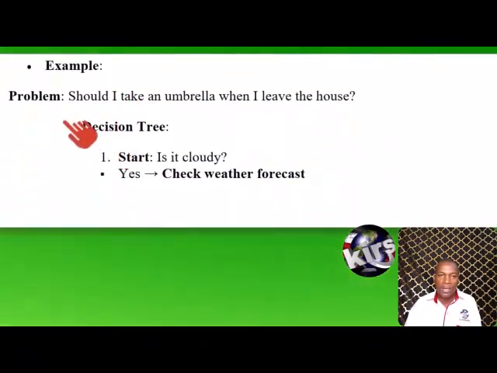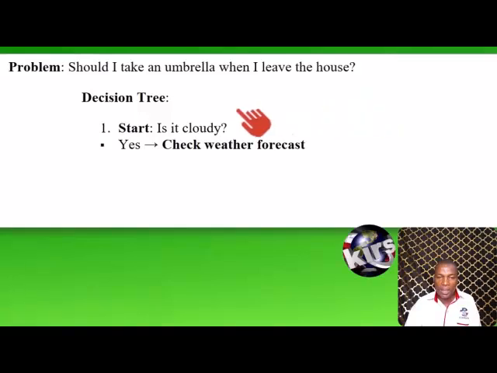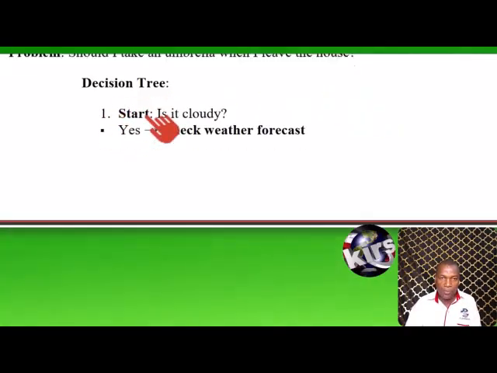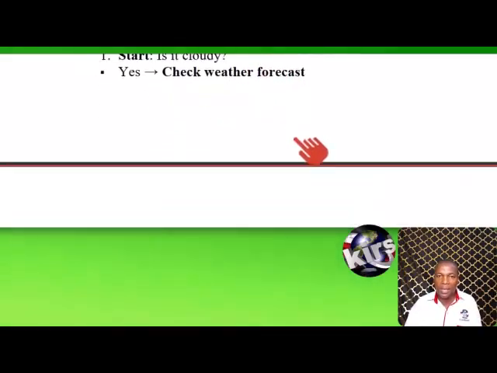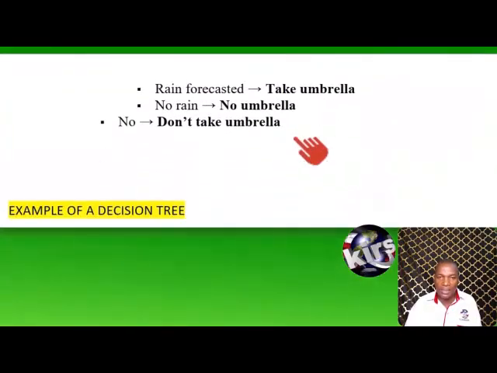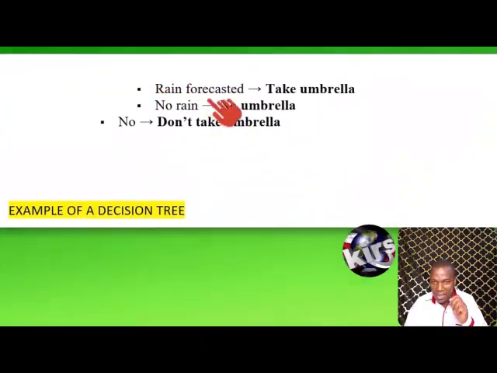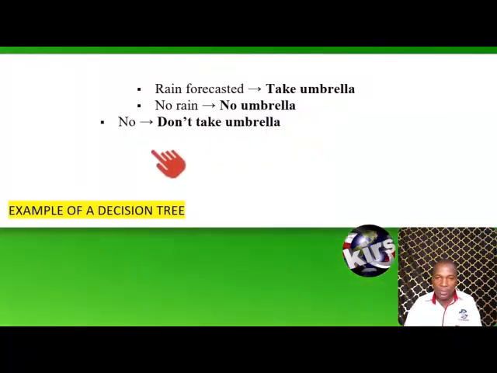Example number 2, the problem can be, I take an umbrella when I leave the house. And the main decision which will make me do this is: is it cloudy? If the answer is yes, check the weather forecast. And then after checking the weather forecast, the next thing is, is rain forecasted? Take an umbrella. If no rain, no umbrella. If I just checked first and the answer was no, then I would simply say, don't take an umbrella.